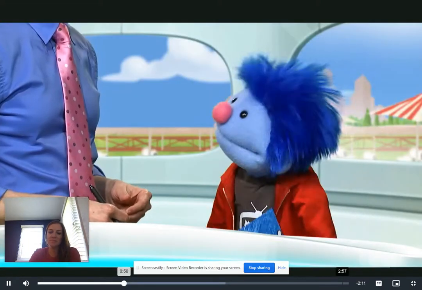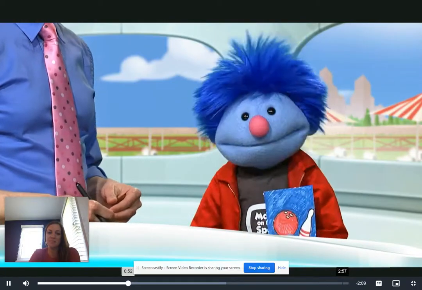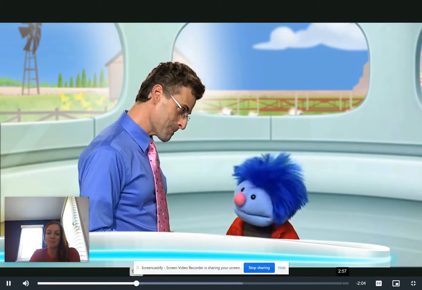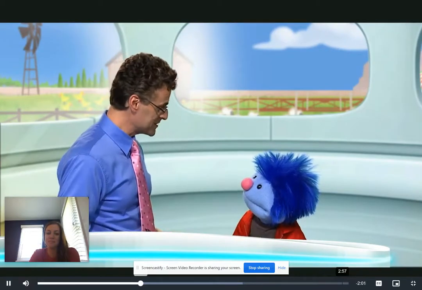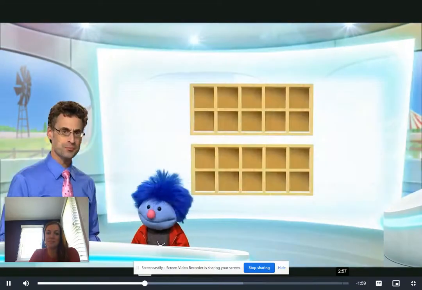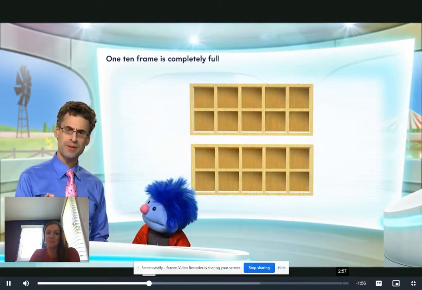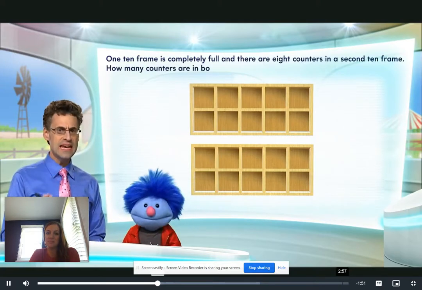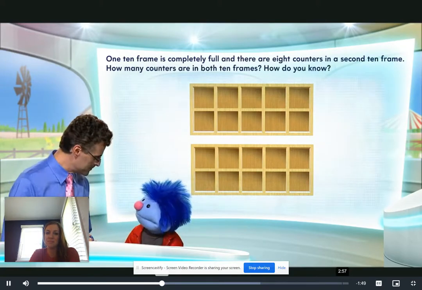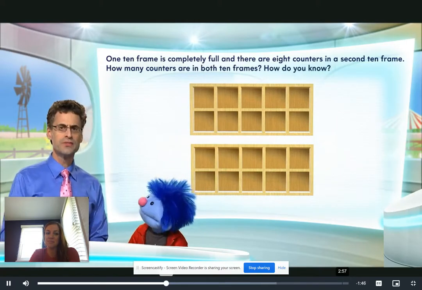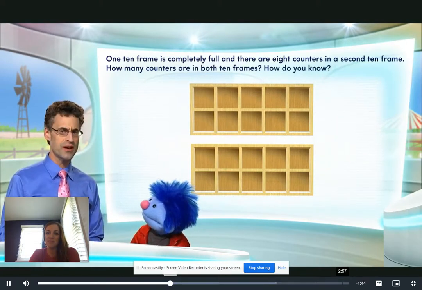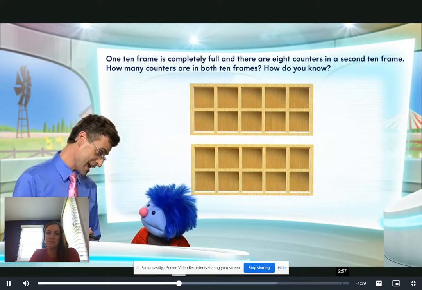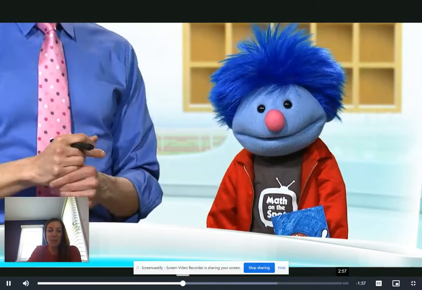Well, yeah, as fast as the speed of light. Whee, whee. Well, not that fast, but actually pretty fast. Well, let's do it right now. Okay, well, here's a riddle where we can practice. Okay. So, check this out. One 10 frame is completely filled, and there are 8 counters in a second 10 frame. Got it. Okay, and now here's the riddle. The riddle is, how many counters are there in both 10 frames? And then I want to know how we knew that answer. Okay, so what's 10 and 8 more? Exactly. So let's try it.